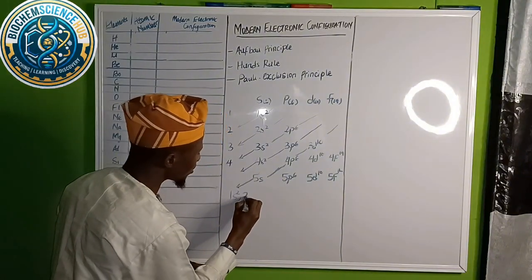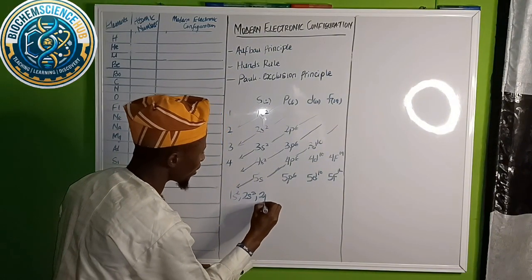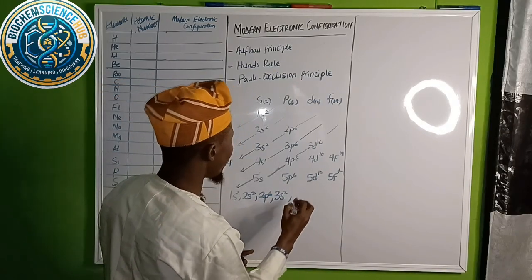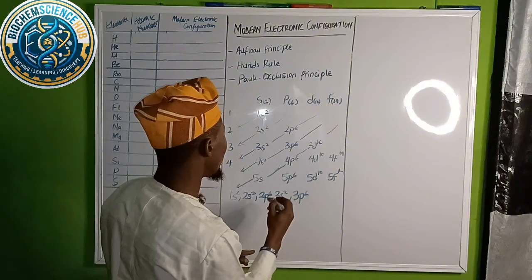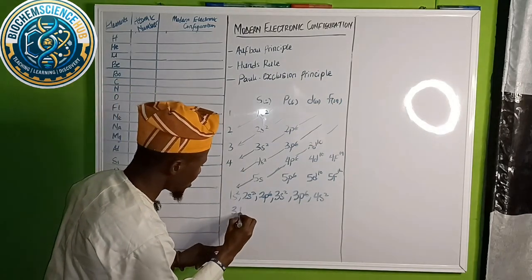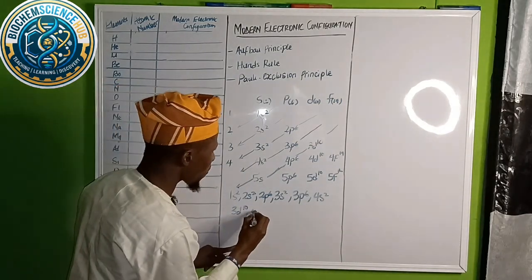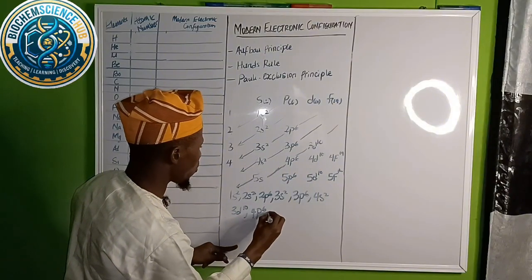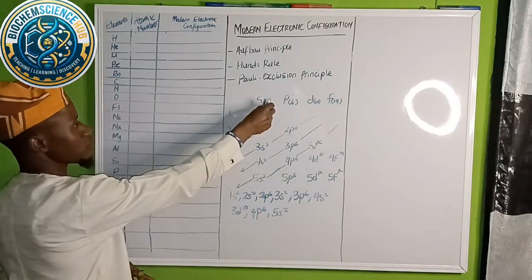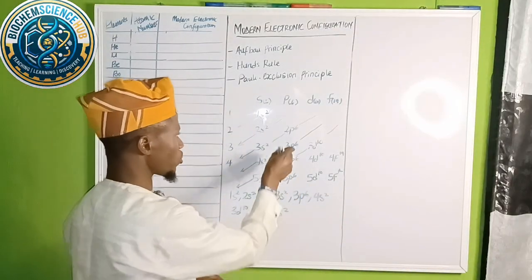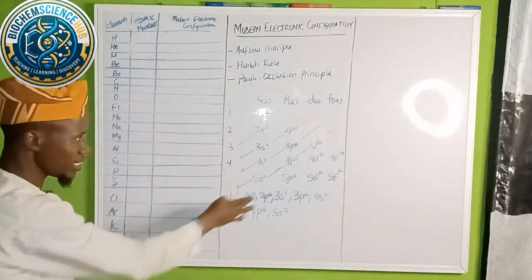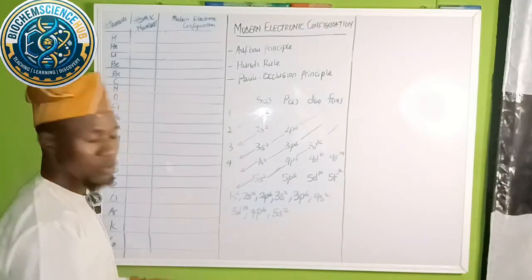1s2 followed by what? 2s2, followed by 2p6, followed by 3s2, followed by 3p6, and followed by what? 4s2. After 4s2 we have 3d10, we have 4p6, and we have 5s2. Don't forget, 2s carries the maximum number of electrons. Pair of electrons as what? 2. Now this is it. We stop at this. If you want to continue, you can continue, of course.